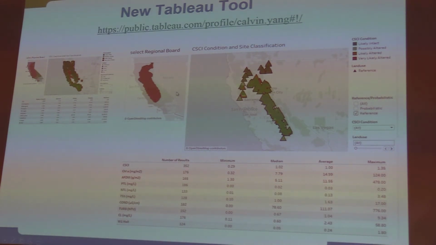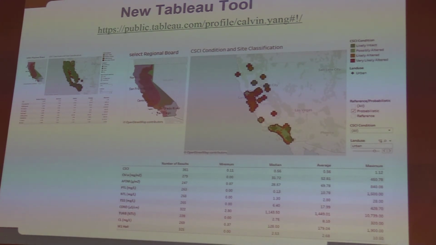So in this example, I selected the Central Valley region, and I just wanted to look at just the reference sites in the Central Valley. And so the table populates based on my selection, and it shows that there's over 350 CSCI scores for those sites, and almost 200 phosphorus results.